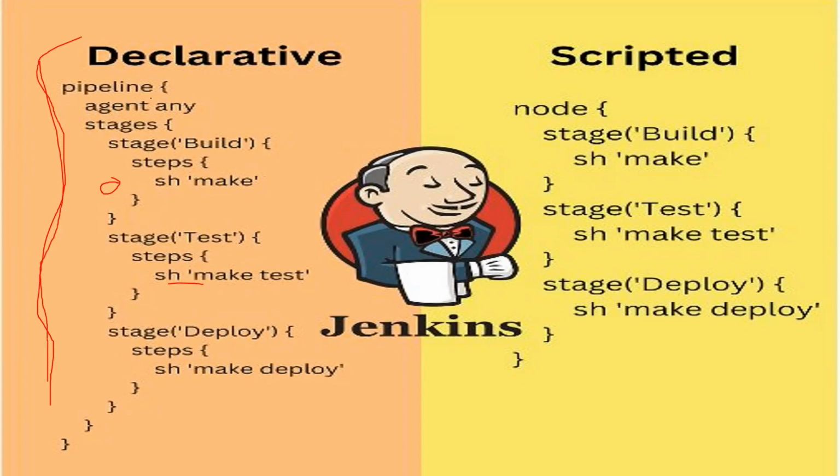So the syntax is pipeline. You will start from pipeline and declarative pipeline, then agent any, then you can define the stages, build, test, deploy, right? So in scripted is the pipeline defined by Jenkins.